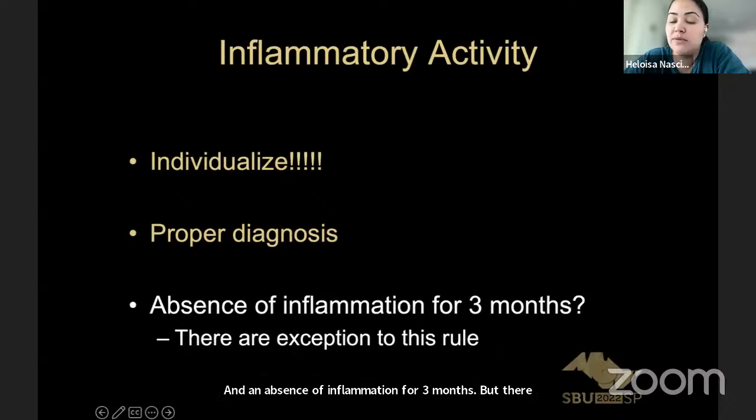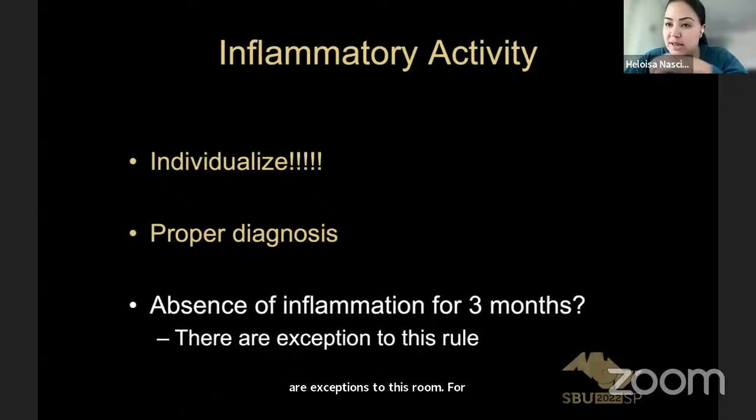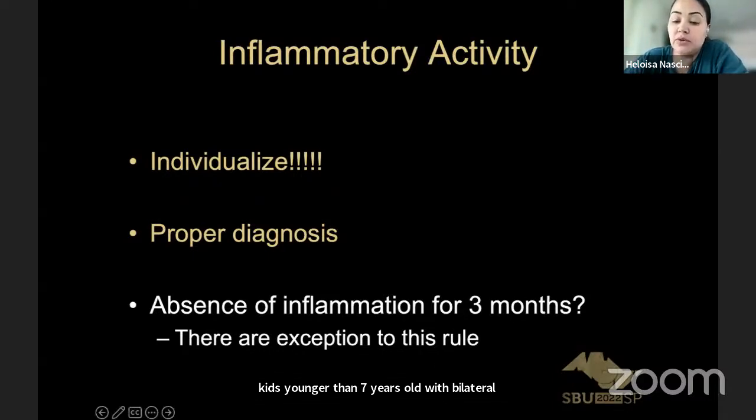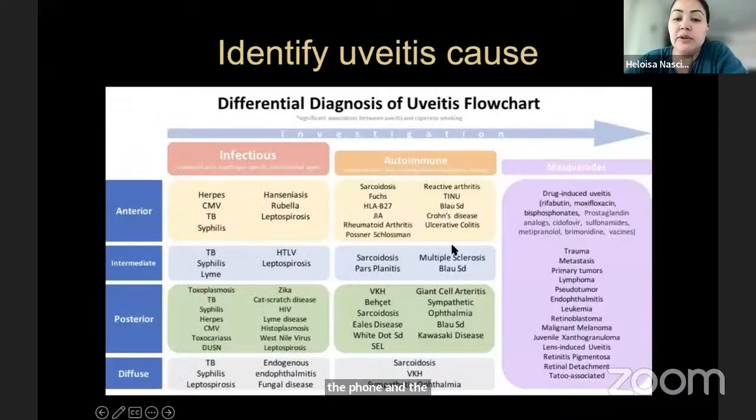For example, if we have kids younger than 7 years old with bilateral cataract, if we do not operate, we will raise amblyopia in the kid. Or if we cannot completely control the inflammation and we cannot see the fundus and the uveitis activity in any other patient.